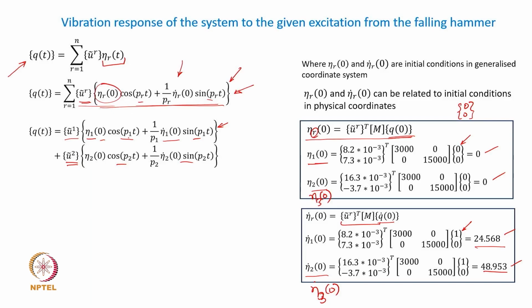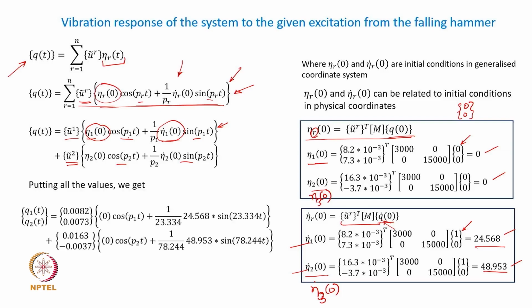Now, what is unknown in this case? Nothing is unknown. You already know what is P1, you already know what is P2 from the eigenvalue analysis, you already know these initial conditions through these relations from the substitution of the physical initial conditions. So, actually you know everything here, you simply have to substitute and get the final response.